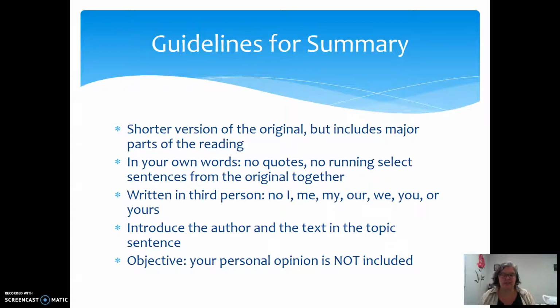All right, it should be in your own words, because by definition, that is what a summary is. All right, so don't quote anything, don't run select sentences from the original together. Your own words. I have read these books. Don't make me chase you down.